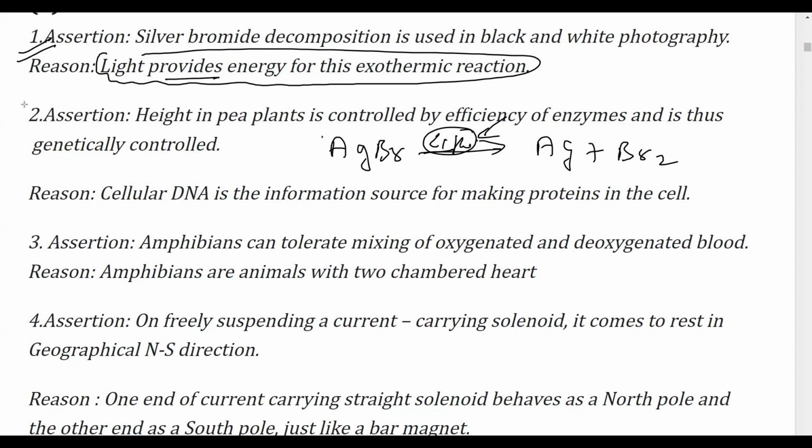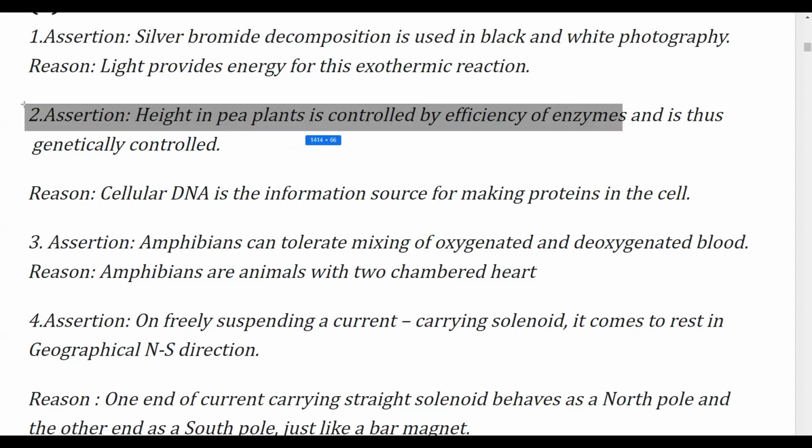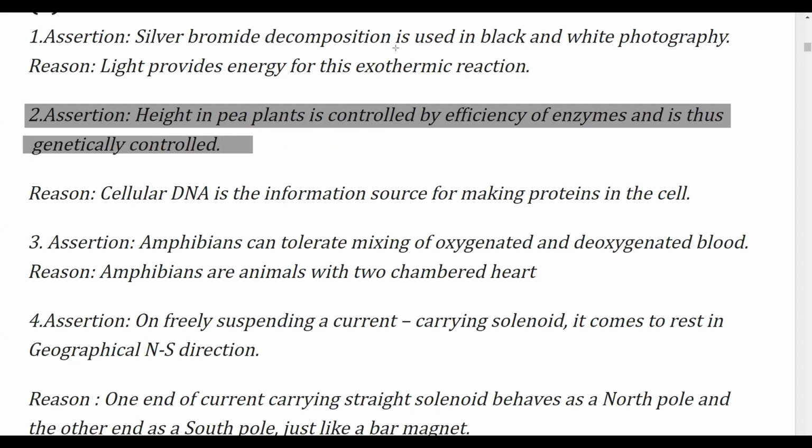Next, the height of pea plants is controlled by the efficiency of enzymes and is thus genetically controlled. Yes, we know that for a tall plant, the genotype has alleles that are either capital T or small t. So basically, we can say that the height of a pea plant is genetically controlled, right? That's true.